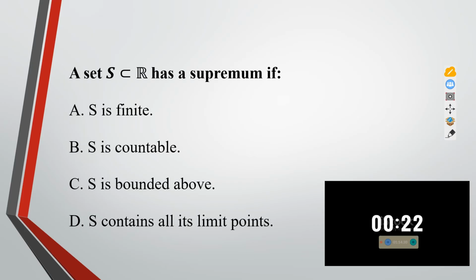A set S has a supremum if, this should be easier for you to notice, S is finite? Not necessarily. Countable? Not necessarily. S is bounded above. If it is bounded above, then S has a supremum. Containing all its limit points? This is not necessarily true. So the answer should be part C.